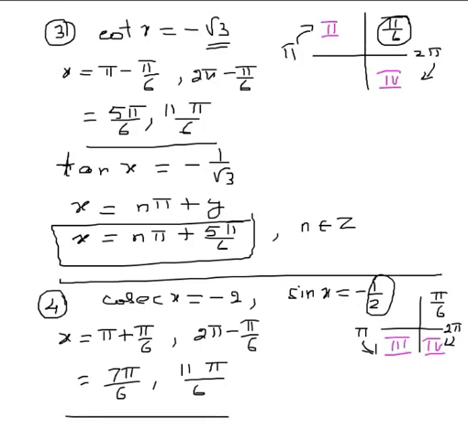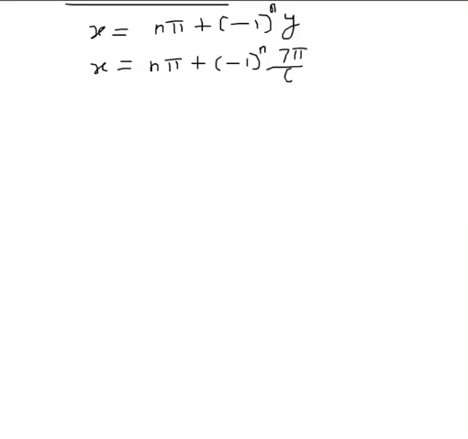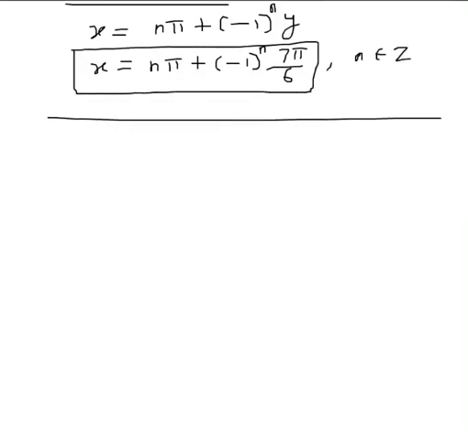These are the principal solutions. Now we will write the general solution. Sin x is equal to sin y. The general solution is n pi plus minus 1 whole power n times y. We write the smaller principal solution where n belongs to z. This is the general solution for the given equation.